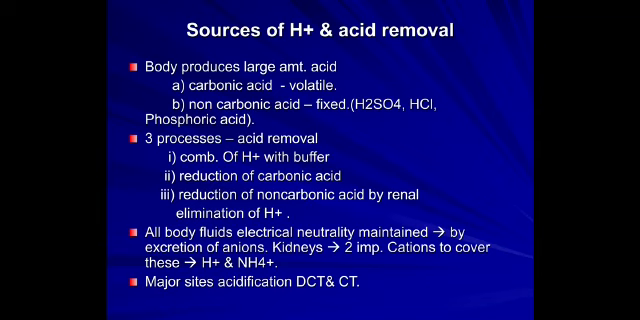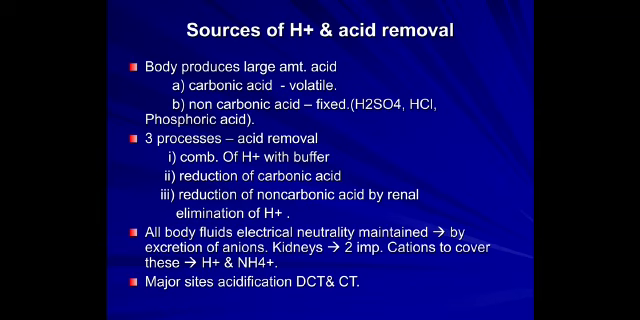So we need to understand where the hydrogen ion comes from. That is the sources of hydrogen and acid removal. It can be either volatile or non-volatile. Normally only 80 milliequivalents of the non-volatile acids are removed by the kidney. So the body produces a large amount of acid predominantly. Carbonic acid is volatile, which is removed by the respiratory system, whereas the non-carbonic acids, which are fixed, are sulfuric acid, phosphoric acid, and HCl, hydrochloric acid.